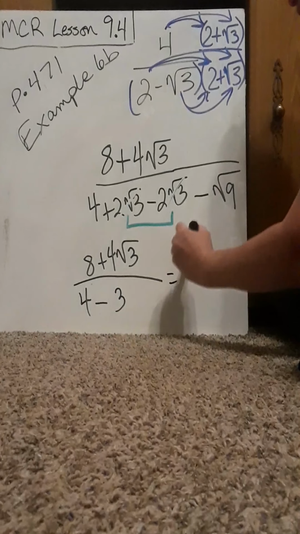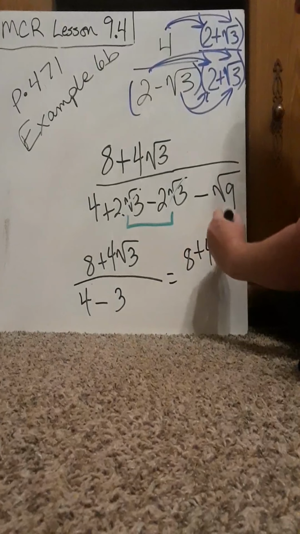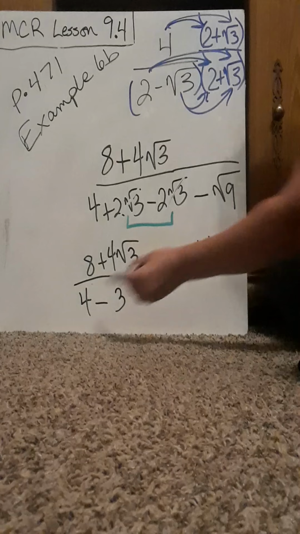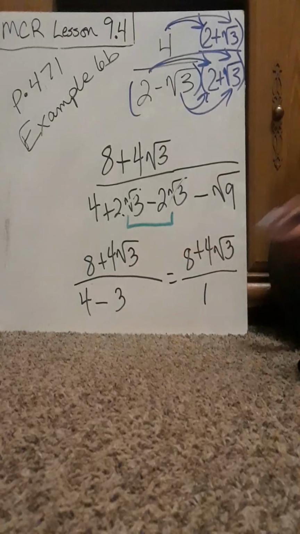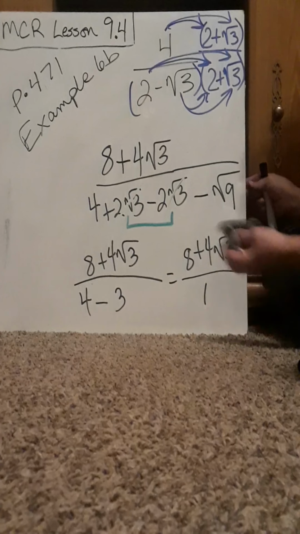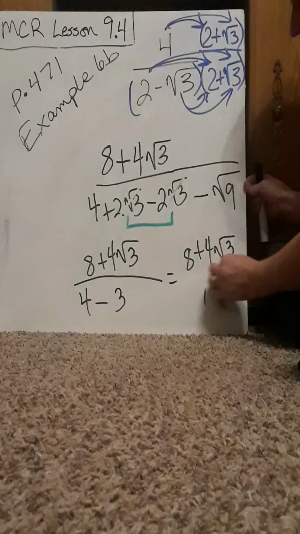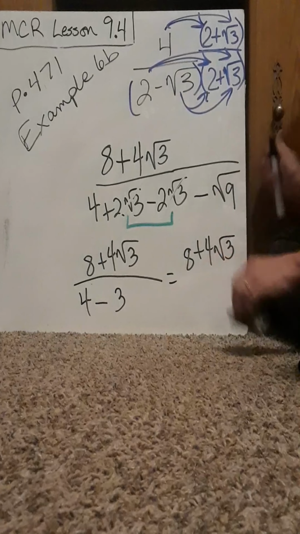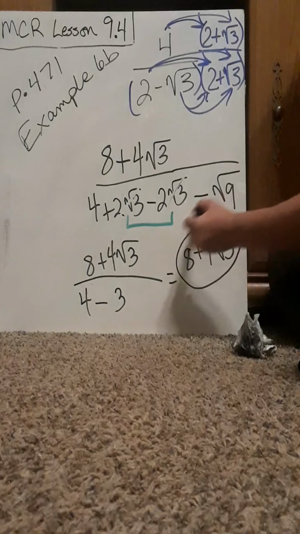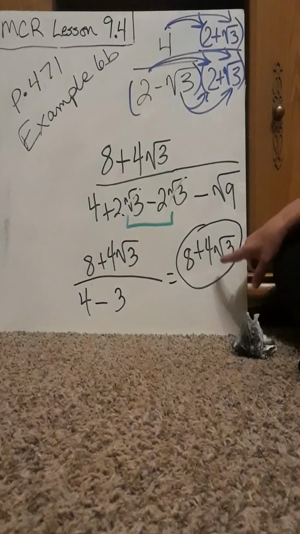So I now have 8 plus 4 square roots of 3 all over 4 minus 3, which is 1. Now, anything over 1 is just itself. So just as in any other algebra problem you've ever done, anytime you're dividing by 1, it's just going to be itself, and you can actually take that over 1 out. You don't have to put it. If you leave it, it's not wrong, but you don't need it. So you can take that out and just write your answer like this.